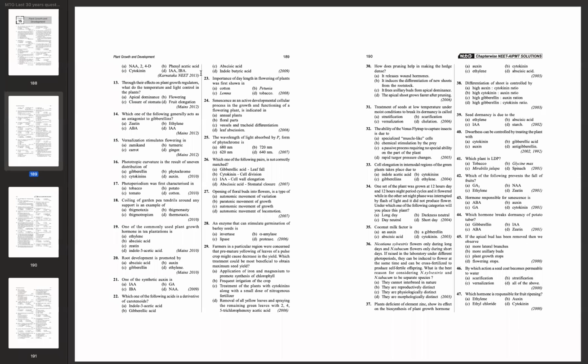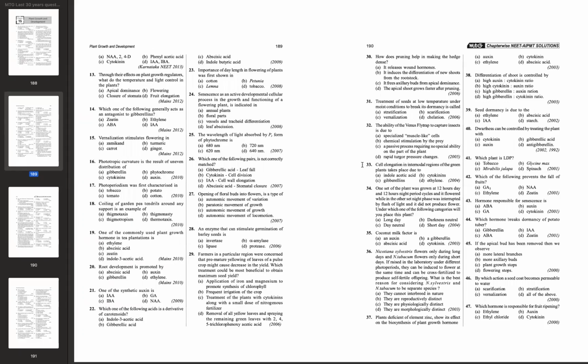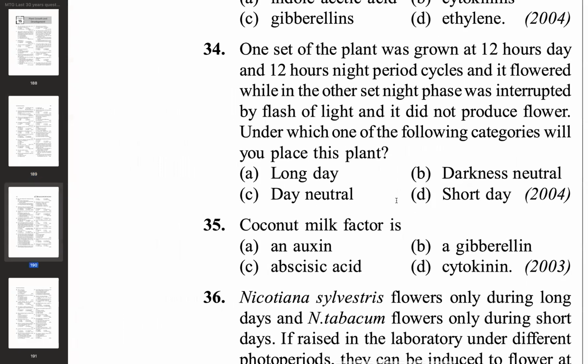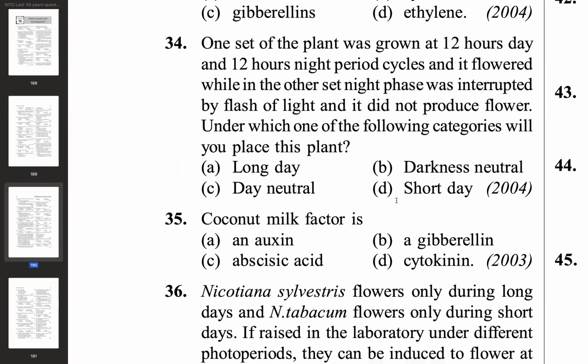Okay, 35th question. Oh, coconut milk. I don't know. Hey, we learned this. Come on. Auxin. For which one did we learn coconut milk? Like, where did I say we were using coconut milk for its discovery? Oh, cytokinin. Correct, cytokinin. See, this is something again you studied, right? Yeah. Just so get confused, okay?